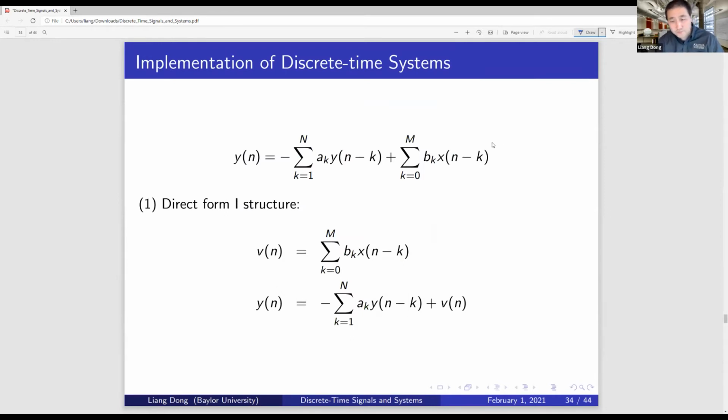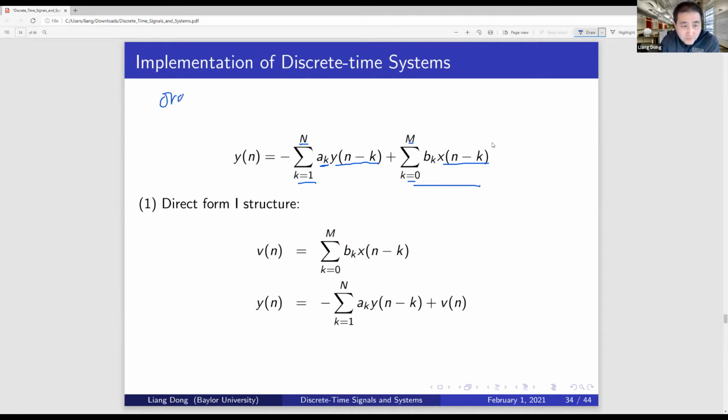In general, we can have many parameters, many y's and x's. In general, I have y[n] as a sum over k from 1 to N, where the parameter is called a sub k, and then I have this feedback term y[n-k]. And the second term here is the input from x, x[n-k], with k from 0 to M. Now, what's the order of this system?